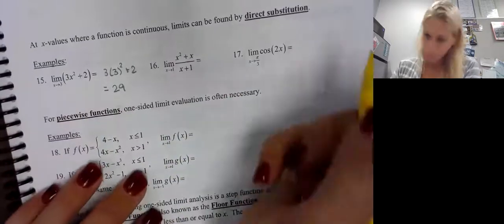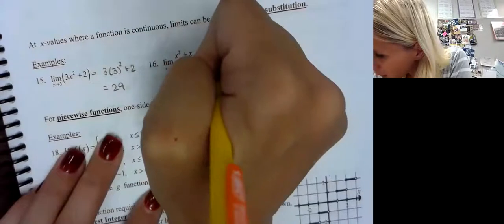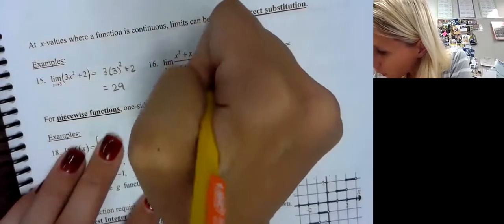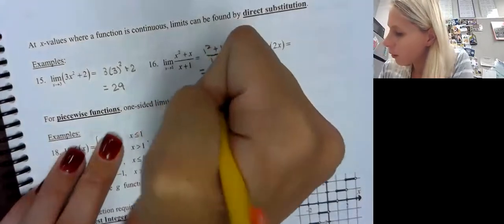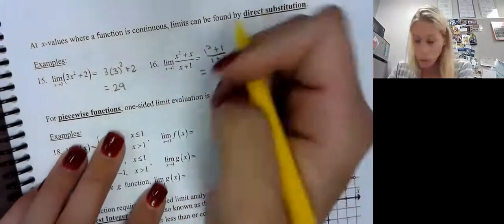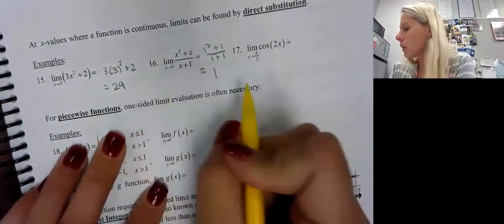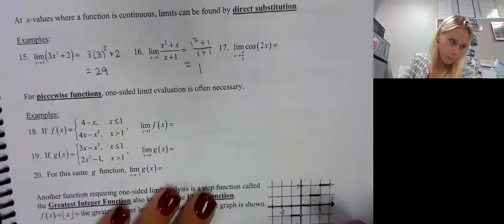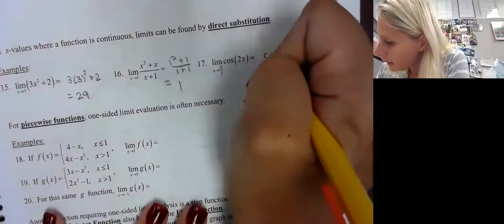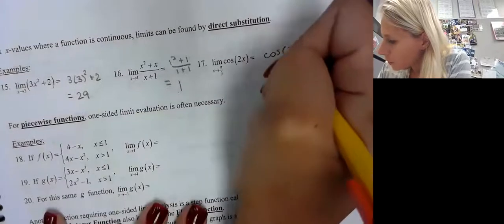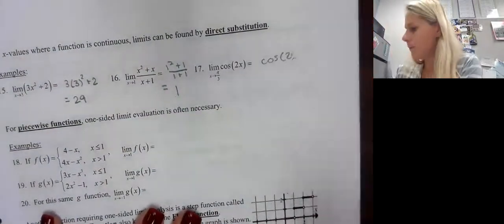Now for this one, if we plug in, we get 1 squared plus 1 all over 1 plus 1. When we simplify that, we get 2 over 2, which is 1. So the limit as x approaches 1 is 1. And now we plug in, so we would have cosine of, not x, we're plugging in pi over 3.